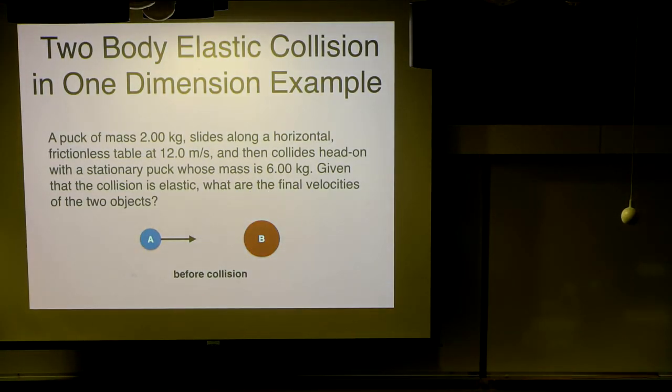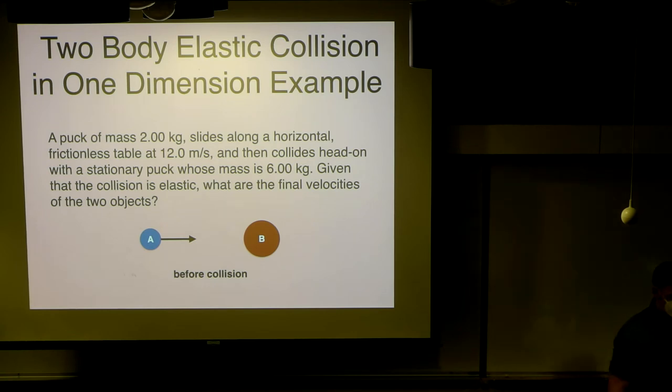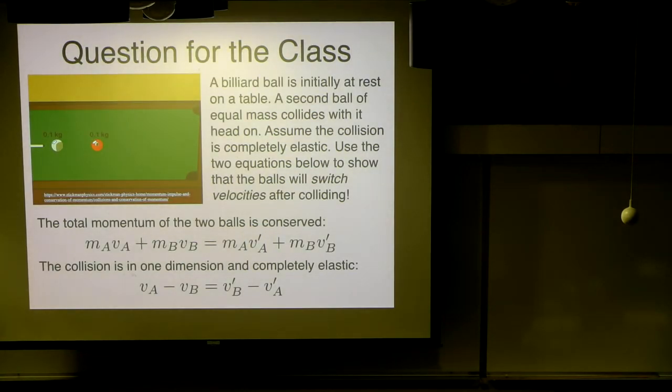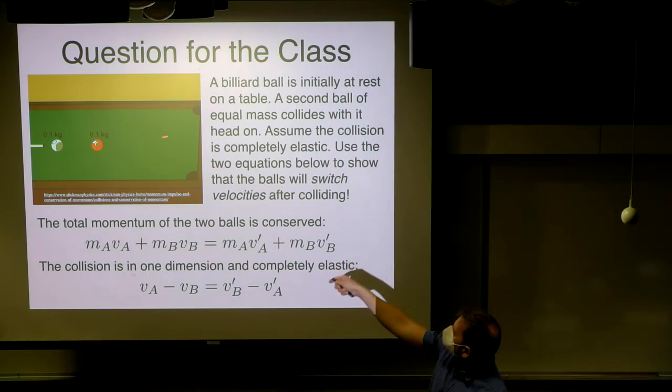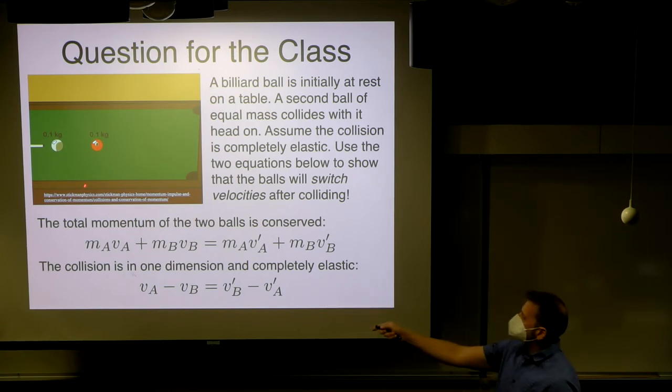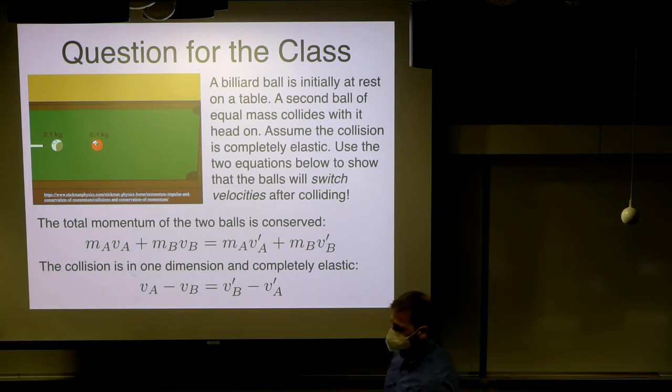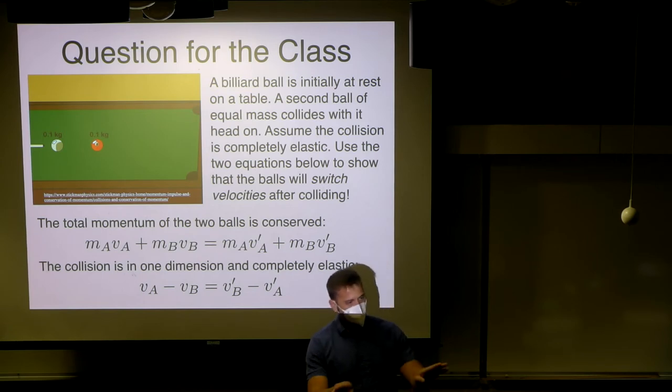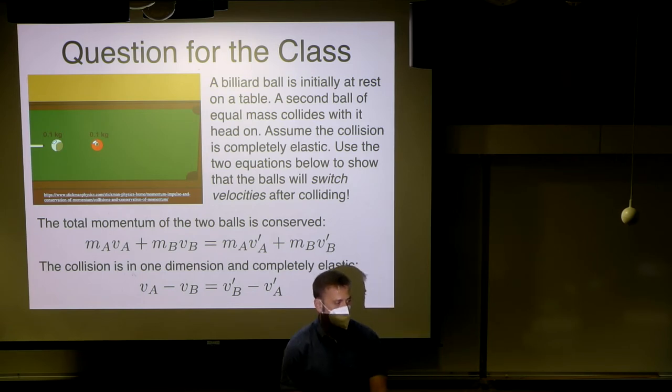Okay, so the last thing I want to do here is an application for any of the people who have played pool out there. If you've ever played a game of billiards or pool, you've probably encountered this kind of situation. So we have a billiard ball initially at rest on the table. That's the red ball right here. A second ball of equal mass, that's the cue ball over here, is going to collide with it head on. So we're not going to hit it on the side and make it go off at an angle, we're going to hit it head on. So it's all just one dimensional, okay?